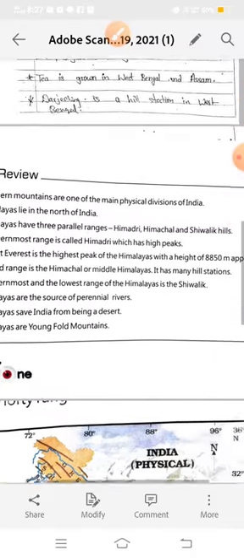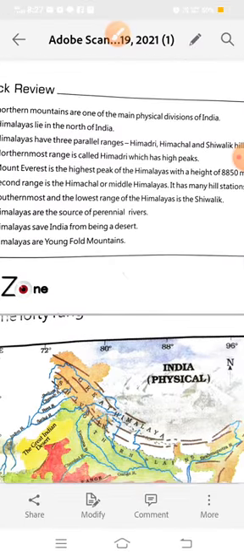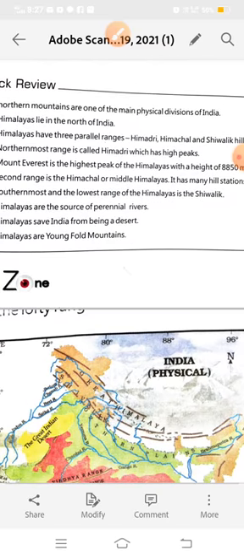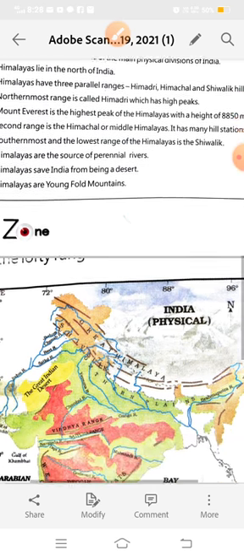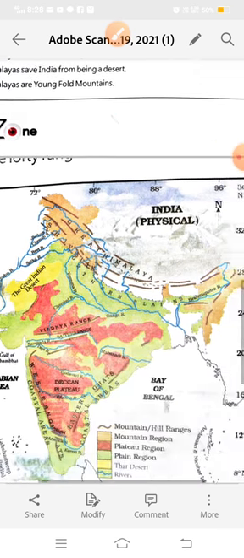Firstly, we will read about the Great Northern Plains of India. We will see the location of this second important physical division of India. So see here in this map.